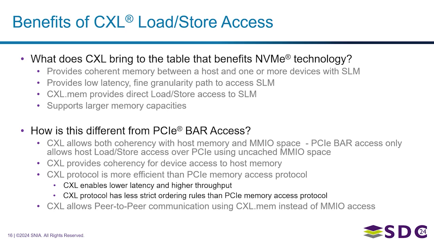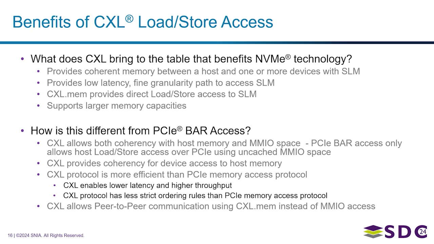We kind of touched on this one already. CXL protocol is more efficient than the PCIe memory access protocol. So we can have lower latency, higher throughput. I would get the right order there. And then CXL protocol has less strict ordering rules than PCIe memory access protocol. And then here, as Bill mentioned earlier, peer-to-peer is coming up again. So we can do peer-to-peer using CXL.mem instead of with MMIO.